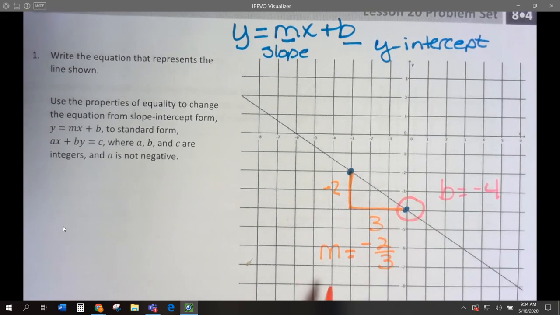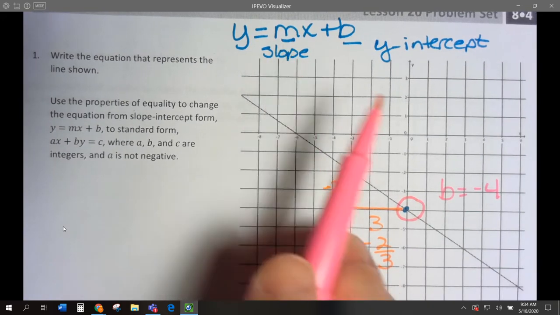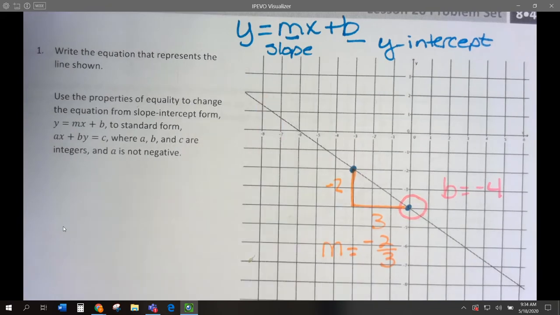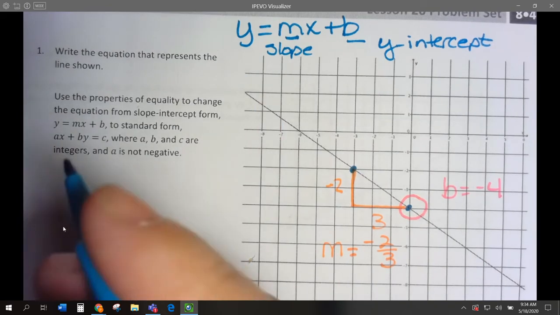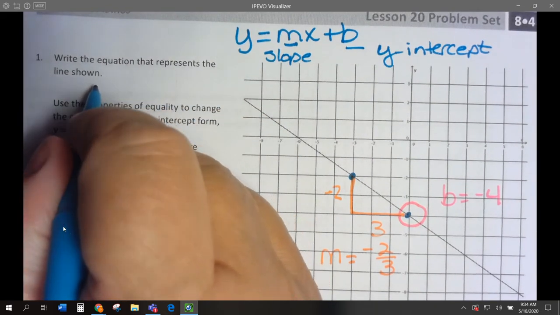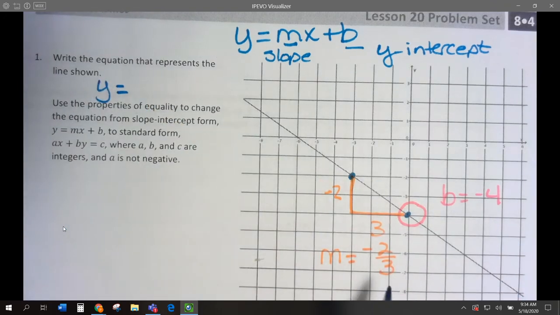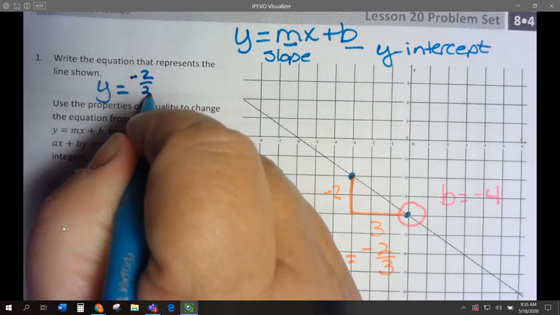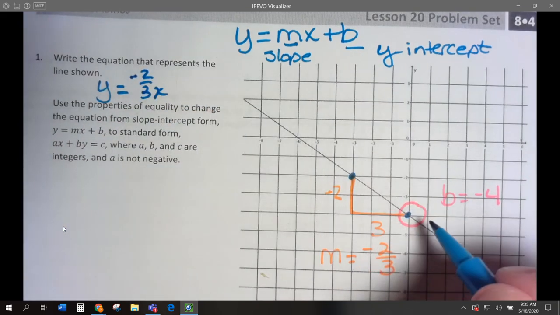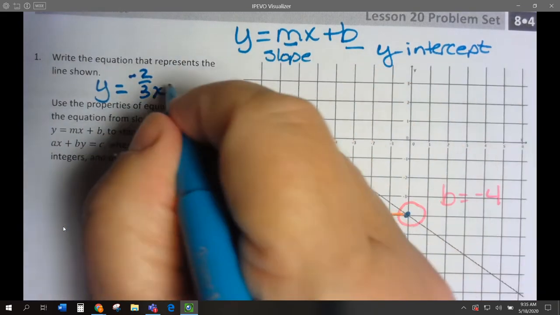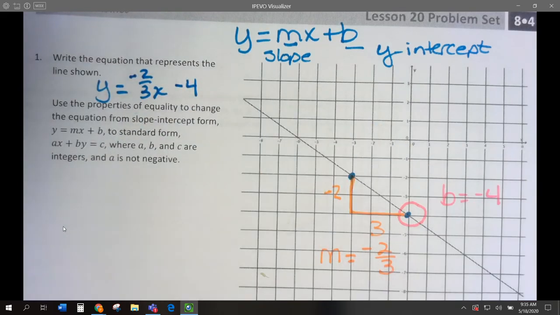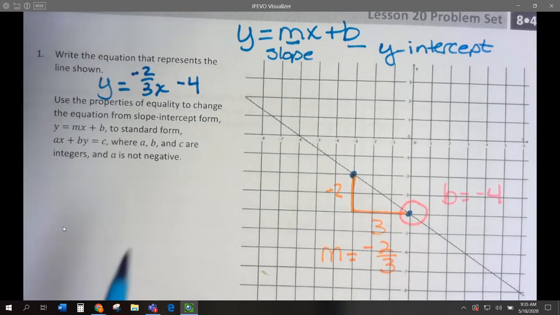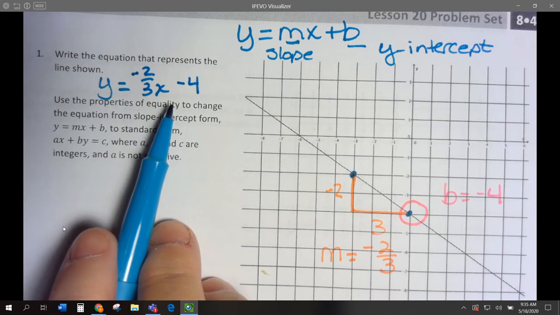So I can go back and put m in there and b in there. So I'm going to end up with y equals a -2/3 x minus 4. So this is the equation of this line in slope-intercept form.